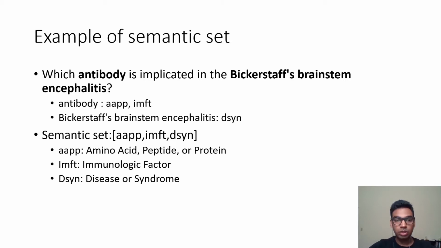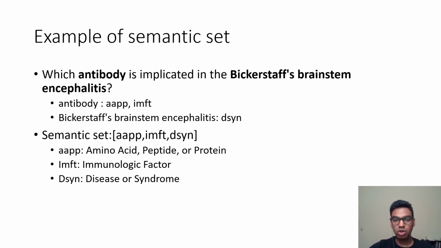For example, take this question: which antibody is implicated in Bickerstaff's brainstem encephalitis? It identifies two biomedical entities, the antibody and Bickerstaff's brainstem encephalitis. For antibody, it returns two semantic types, AAPP, which refers to amino acid, peptide, or protein, and IMFT, immunologic factor. For Bickerstaff's brainstem encephalitis, it returns DSYN, which refers to disease or syndrome. And so the final semantic set of this sentence would be AAPP, IMFT, and DSYN.